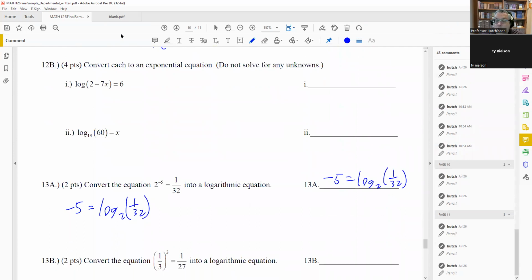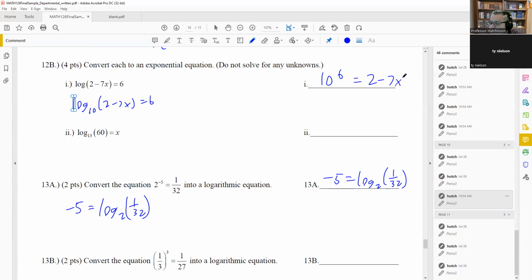Okay, we want to put this into exponential form, but we're not solving here because it says do not solve for any unknowns. So this is a log base 10 is what that can be changed into. A log with no number is always a base 10. So we want to do 10, the base, raised to the number after the equal sign. The base raised to the power of 6 is going to equal 2 minus 7x. And that's it. That would be your answer. Okay, so nothing more to do there.